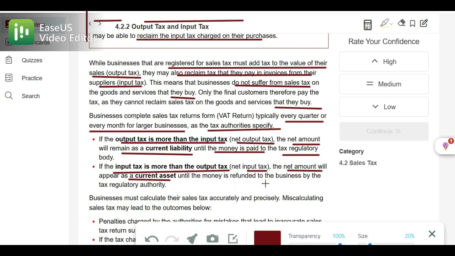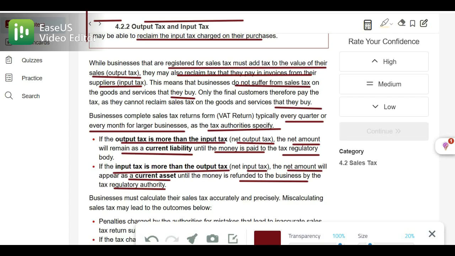Okay, so think of yourself as a tax collector for the government, and you collect tax from the customer that we call output tax. You pay tax when you buy things, that is called input tax. At the end of the month or quarter, you balance the two and send the net amount to the government. Clear? I hope you have understood this.